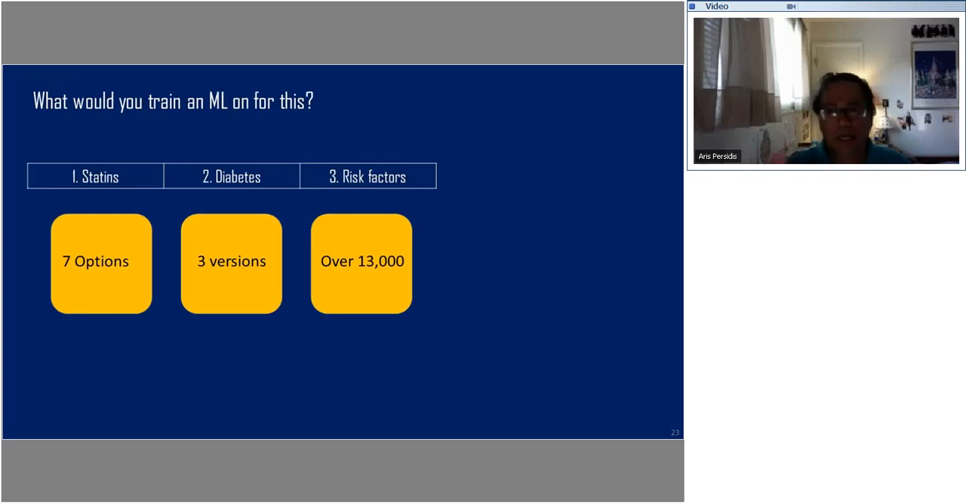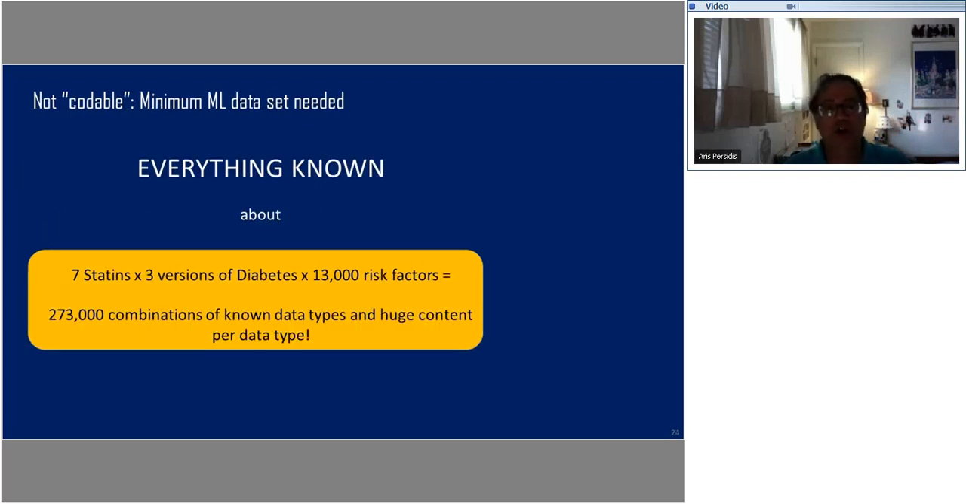So let's go back. How would you train an ML to even do this? You'd have to train it on three things: statins, diabetes, and risk factors, right? So let's talk about statins. There's seven options for statins, so you'd have to train it on seven statins. Diabetes, three versions of diabetes. Risk factors, the FDA recognizes over 13,000 distinct, unique clinical outcomes that are risk factors, right? So we're beginning to see the problem, right? So not only do you have to do the seven statins, the three versions of diabetes, and the 13,000 risk factors, which is 273,000 combinations of known starting points, but then for these 273,000 starting points, everything known underneath them.